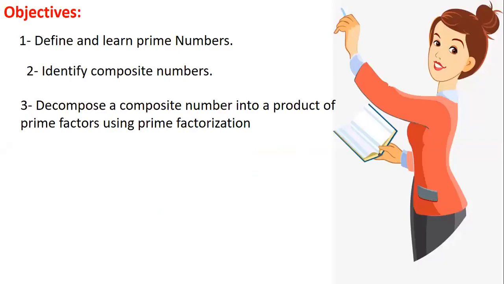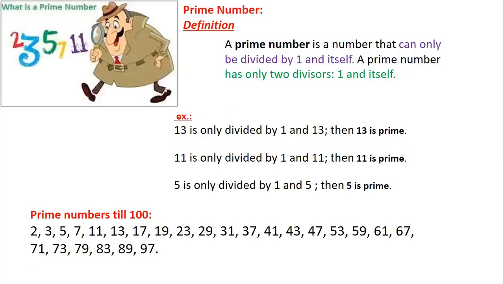The objectives of prime numbers: number 1, we'll define and learn what are prime numbers, why do we call them prime numbers. Number 2 objective, we'll identify composite numbers. Number 3, decompose a composite number or write a composite number as product of prime factors using an important method we learned this year. It's called the method of prime factorization. So we start with prime numbers.